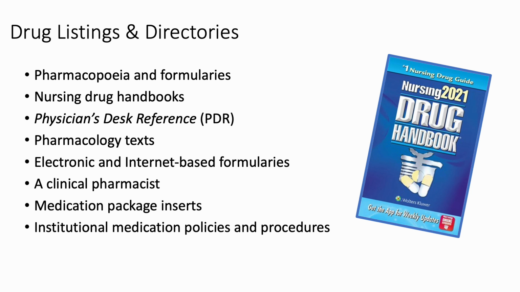Some reliable sources for drug information: state and federal regulations and standards controlling drug administration, and a variety of systems for storing and distributing medications in healthcare agencies. All of these things work together to protect consumers. The following things are going to be used when researching medications or a drug of some kind. So your pharmacopoeia or your drug formularies, nursing drug handbooks, which you can see a picture of off to the right-hand side, a physician's desk reference, pharmacology textbooks, electronic or internet-based formularies.